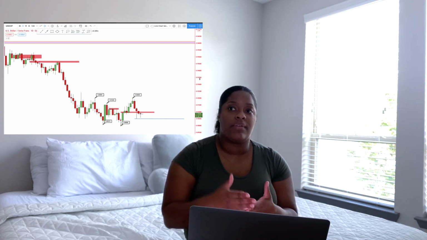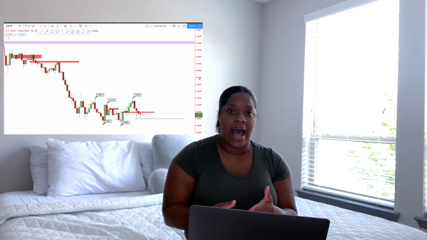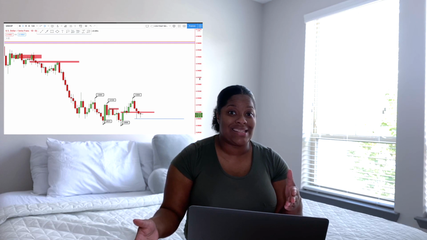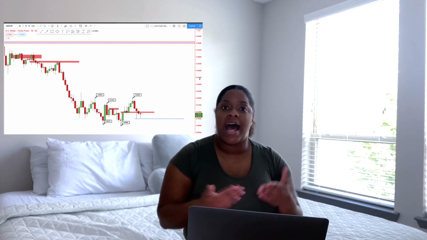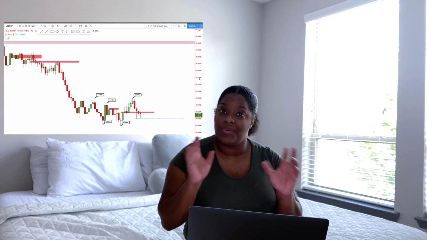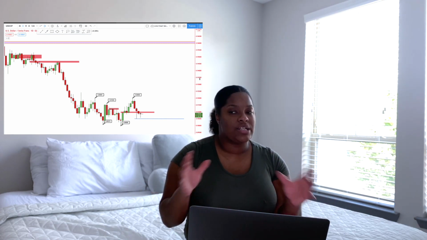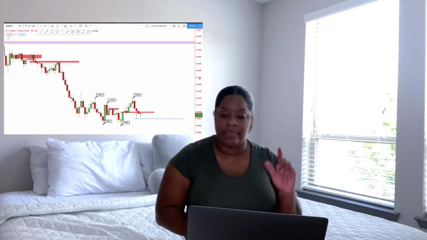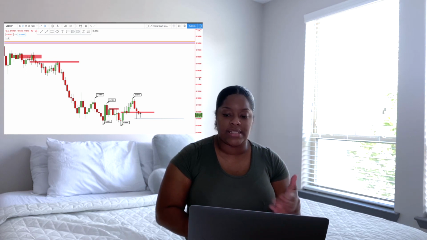Either I get that bullish confirmation, price increases, I buy, or I sit on my hands if price continues to drop. Once again, I have options. I'm not here to trade both directions. I'm here to trade one direction for right now until price tells me to look the opposite way. So this is the USD Swiss. Now let's go over to the Australian dollar.